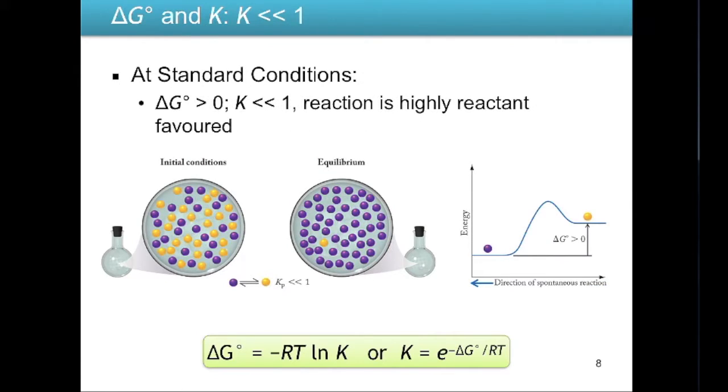Now if we have an equilibrium constant that is much less than 1, that means the reaction is reactant favored. And if the reaction is reactant favored, then delta G naught is going to be greater than 0. A positive delta G means the reaction is spontaneous in the reverse direction. And from our energy diagram, we can see that the activation energy for the forward reaction is a lot greater than the activation energy for the reverse reaction. So the reverse reaction is going to be the spontaneous reaction in this case, and we're going to have more reactants than products at equilibrium.